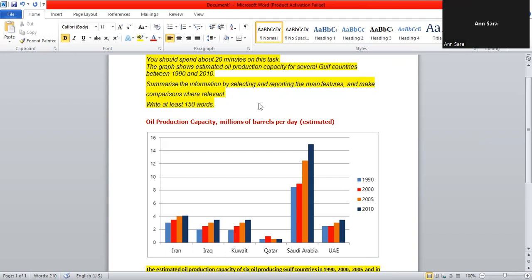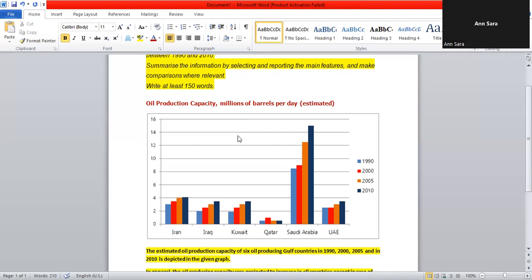You can see in the bar graph that Saudi Arabia had the highest production capacity all through the years, and it ranged from around 8.2 million barrels per day to around 15 million barrels. And the lowest production is the estimated one in Qatar. All through the 4 years, you can see the production was under 1 million barrels per day.